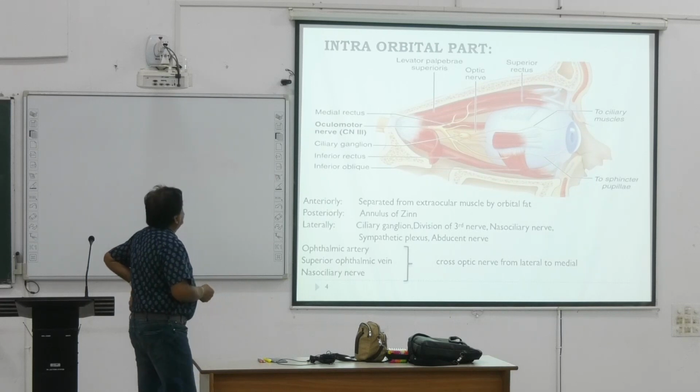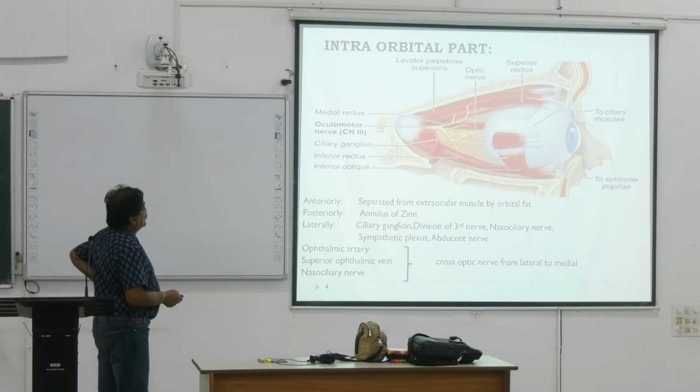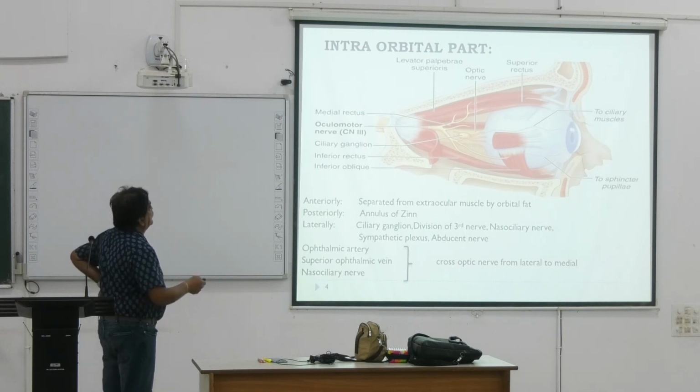Now, anteriorly it is separated from the extraocular muscles by orbital fat, posteriorly the annulus of Zinn, laterally the ciliary ganglion, division of the third nerve and nasociliary nerve. This is the ciliary ganglion and the optic nerve, the lateral relation. The ophthalmic artery, superior ophthalmic vein and nasociliary nerve cross the optic nerve from lateral to medial.